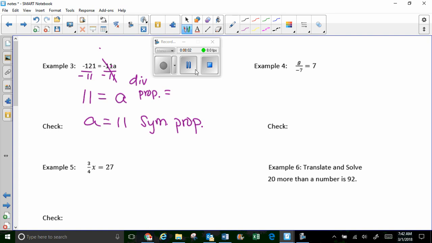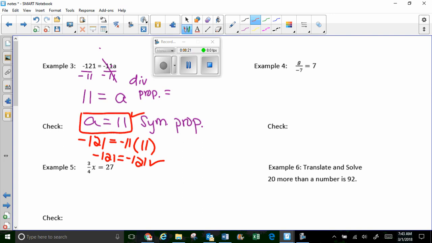Let's go ahead and check our answer. So I'm going to go back to the original problem, negative 121 equals negative 11a. And I'm going to plug in the value for a. Make sure the left side equals the right side. So negative 121 equals negative 121. I got the correct answer.